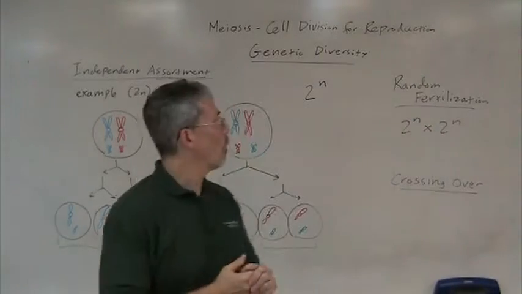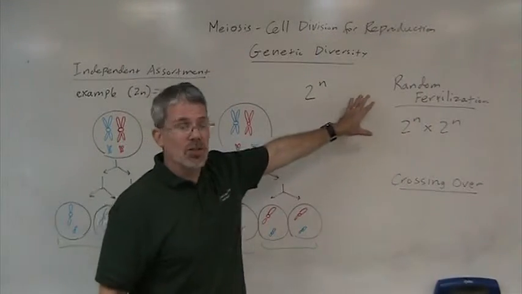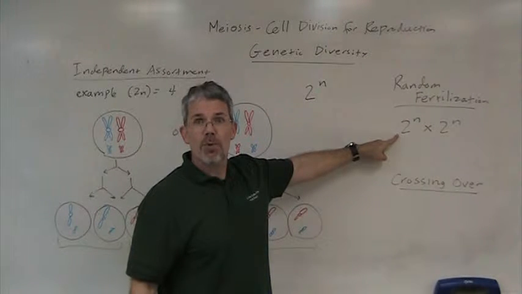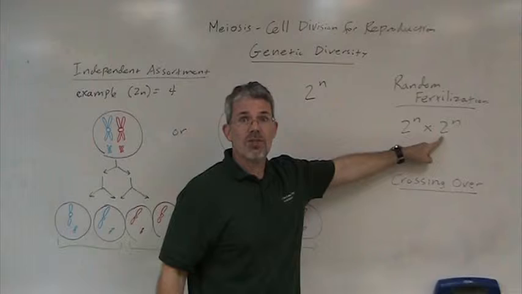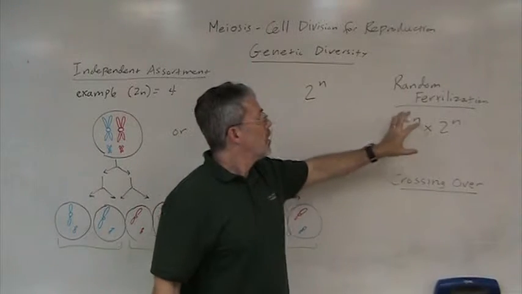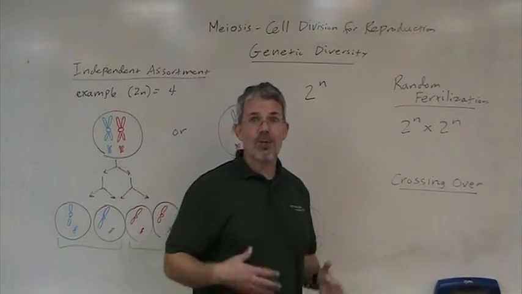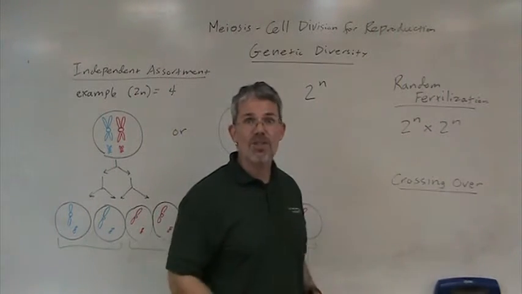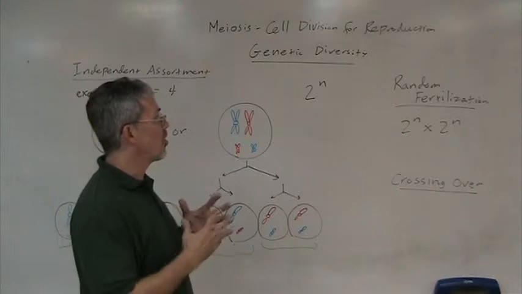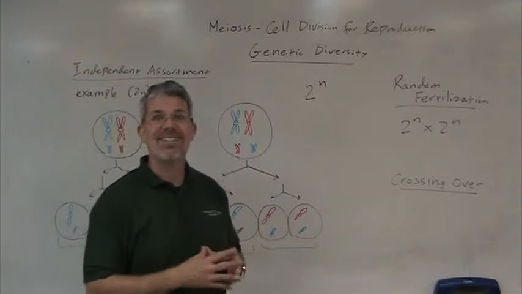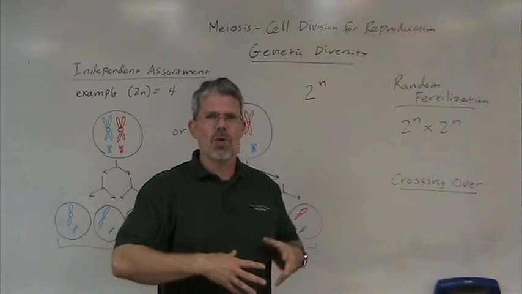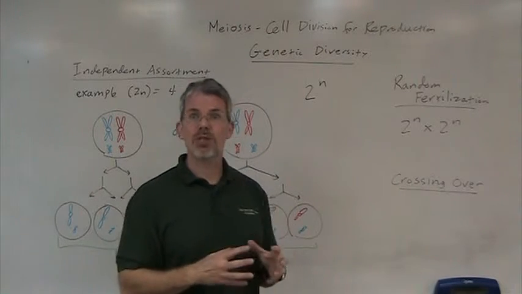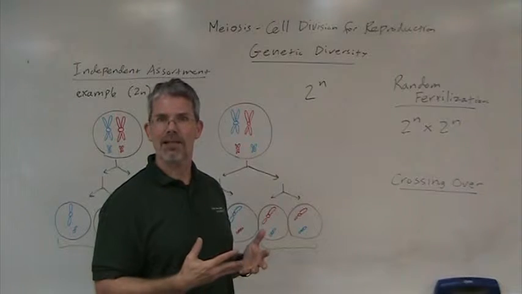But wait, there's more. We have random fertilization. If each egg cell represents 2 to the n possible combinations and each sperm cell is 2 to the n possible combinations, then the number of possible outcomes in the fertilized egg, or the zygote, is 2 to the n times 2 to the n. For humans, that number exceeds 70 trillion. So if 2 people had 70 trillion children, 2 of them might be genetically identical.